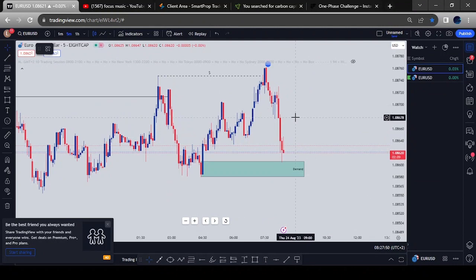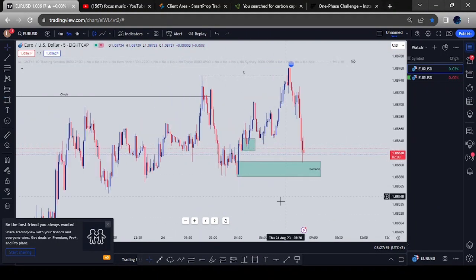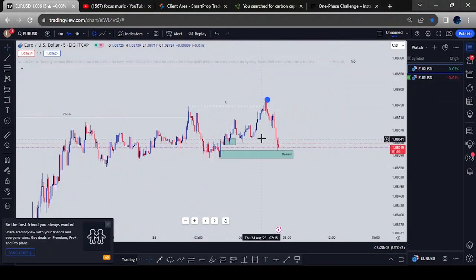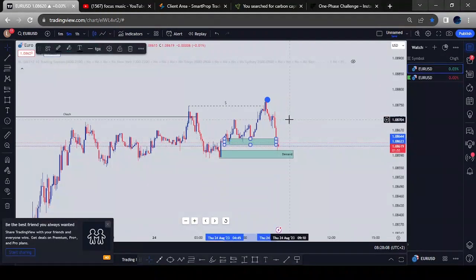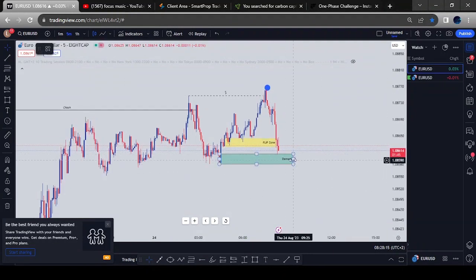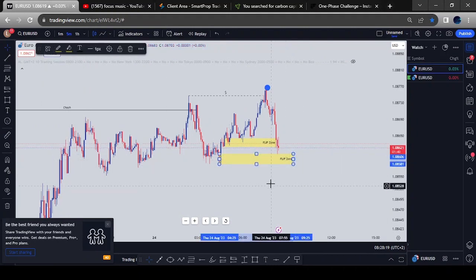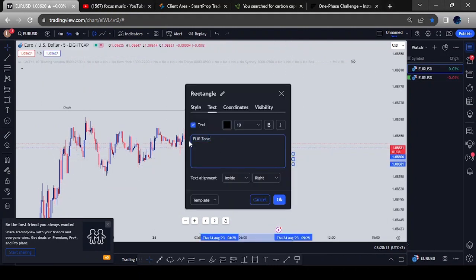However, what I want to talk about as well is the fact that, look, in as much as these were also demand zones, so I'm just gonna mark this and say perhaps this is my flip, and this demand zone here would become an extended flip. I call it an extended flip zone.